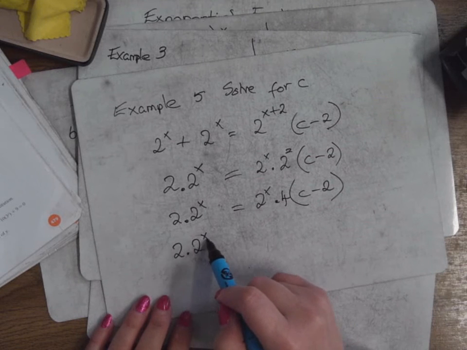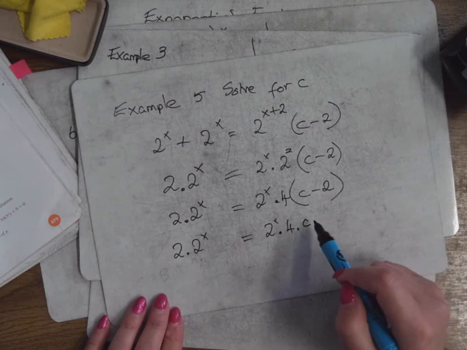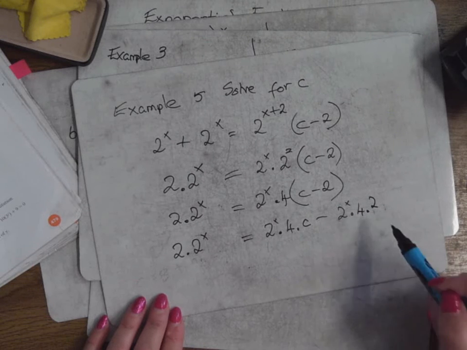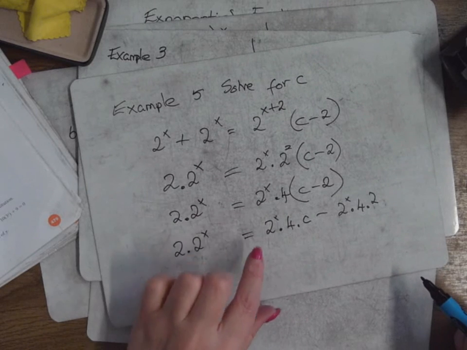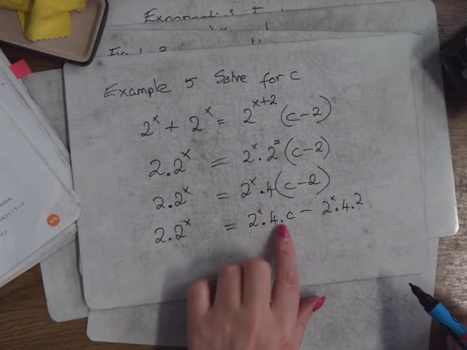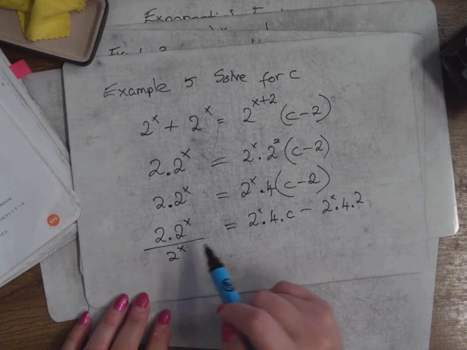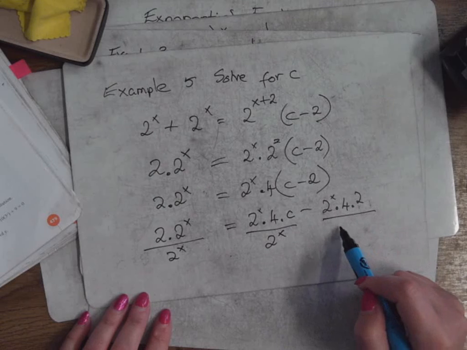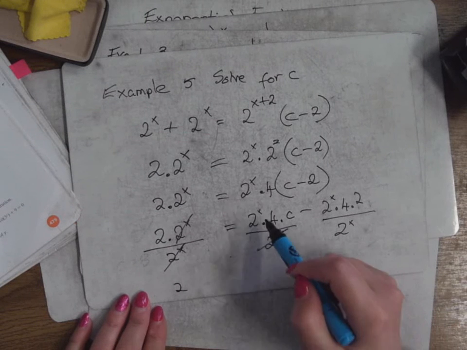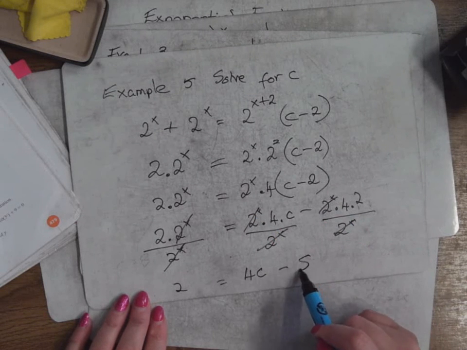Right. Will I multiply into the brackets? So 2 to the power of x equals 2 to the power of x multiplied by 4 multiplied by c, take away 2 to the power of x multiplied by 4 multiplied by 2. So I've just multiplied in by that. Anyone spot something that's common to every single term? Is there anything that's in every single term? 2 to the power of x, yeah? So if I divide everything by 2 to the power of x, you can do whatever you want to an equation as long as you do it to the whole line. So I'm going to divide everything by 2 to the power of x. With me? Gone, gone, left with a 2. Gone, gone, left with a 4c. Gone, gone, what am I left with? 8 minus 8. 4 2s are 8.